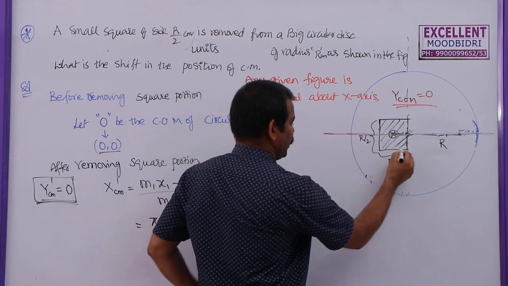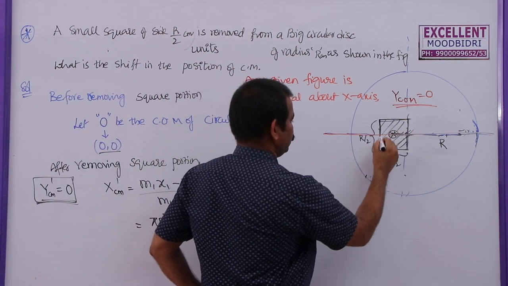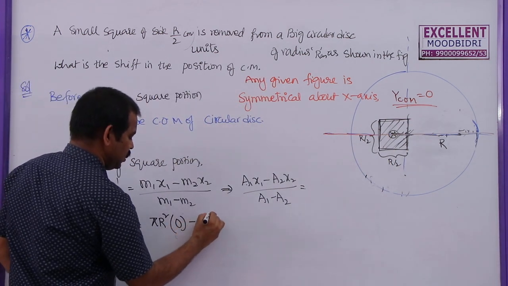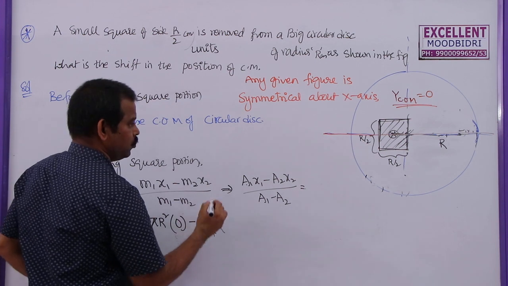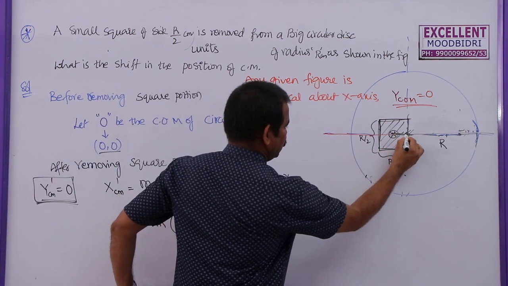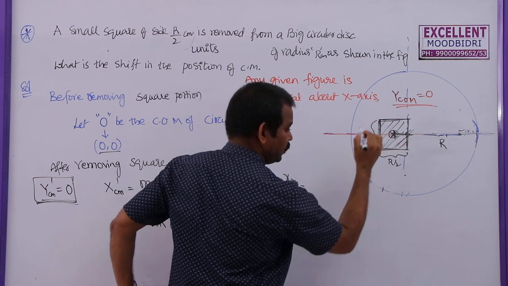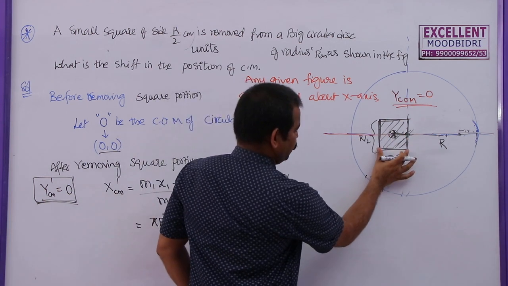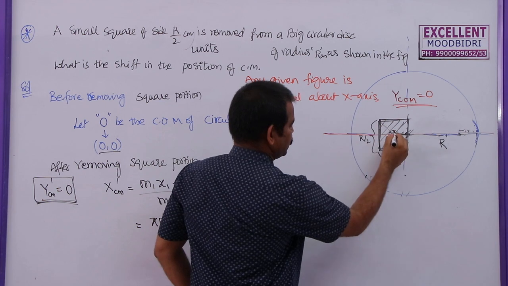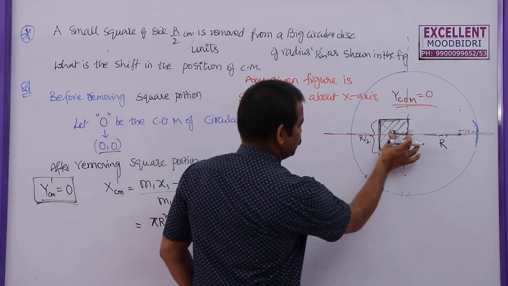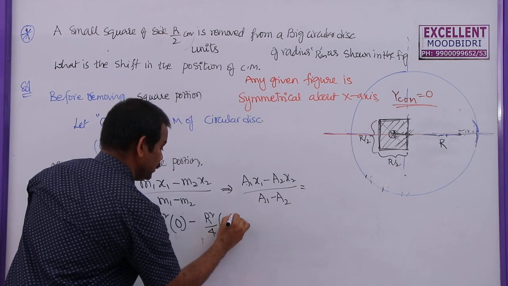what is the area of this one? Now this is a square. Area of square is length into breadth, r by 2 into r by 2, that is r square by 4, into what is this xcm for this square? That is center of mass. As it is r by 2, for a symmetrical diagram, center of mass lies exactly at the geometric center. If it is r by 2, this must be r by 4. But this is minus r by 4.